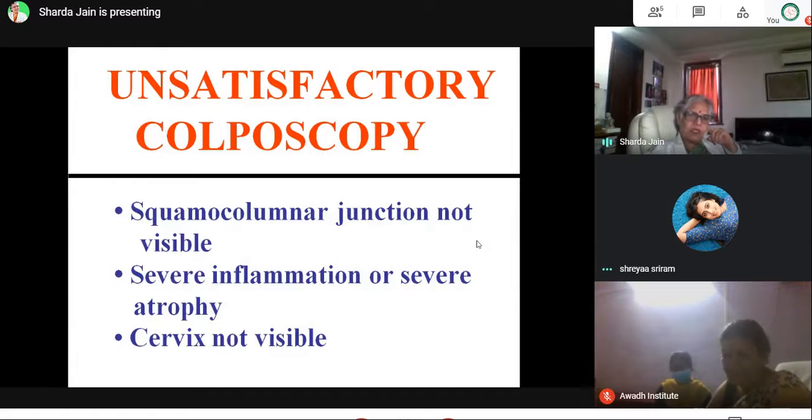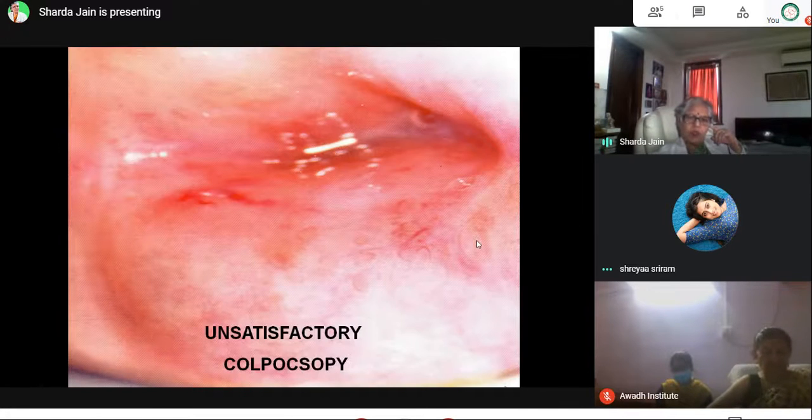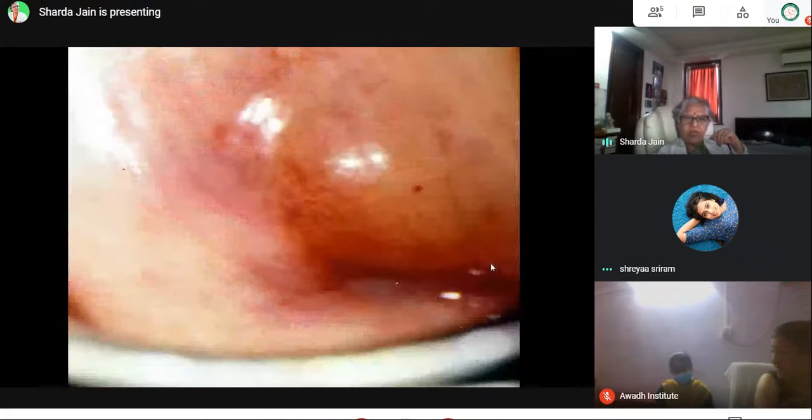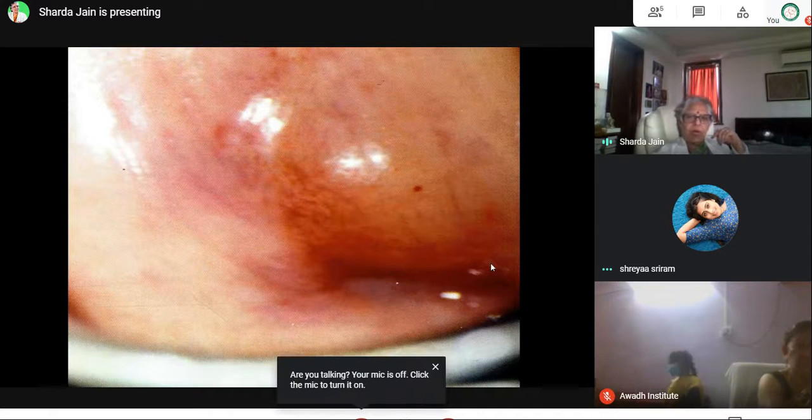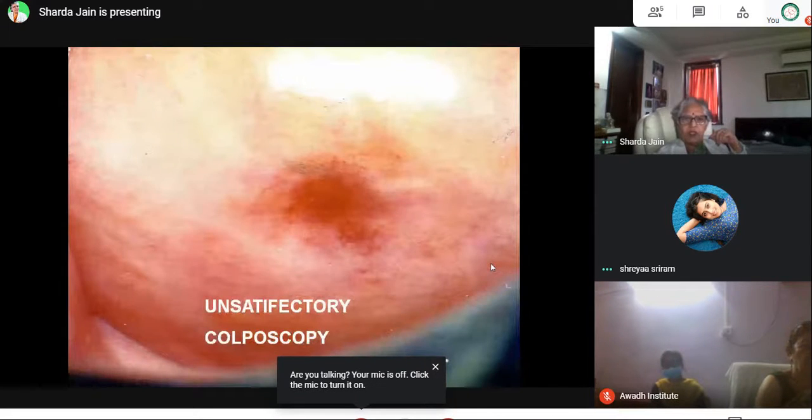Unsatisfactory colposcopy is when the whole squamocolumnar junction is not visible and the proper full transformation zone is not visible. So this is what you can see. However hard you try, the right-hand side of this cervix will not be seen. So it is unsatisfactory. Again, however much you pull it up anteriorly, the posterior part of the cervix will not be seen. The left side of the cervix will not be seen.